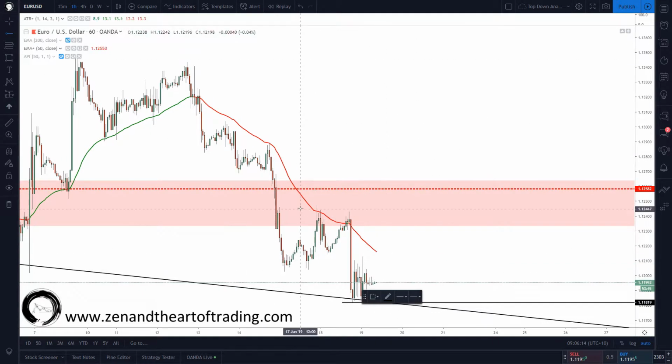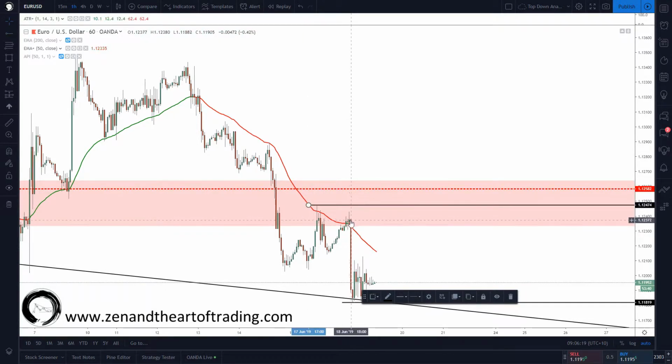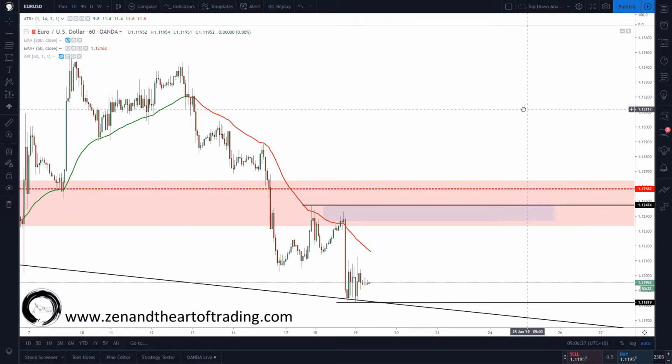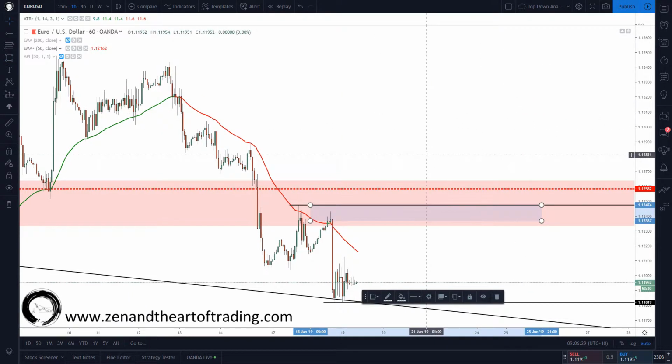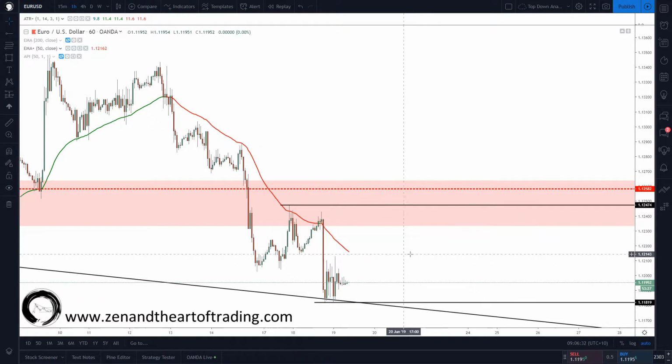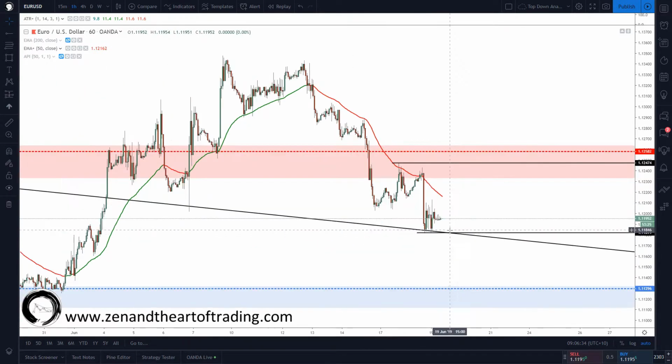For longs, I do not want to be getting long anywhere below this where price dropped from this zone. If price gets back up into here, there's a pretty high chance that we'll see some kind of bearish reaction. So going long here, absolutely not. Until we get a break and close above this red line, I'm probably not going to be going long because we're in a bearish trend.